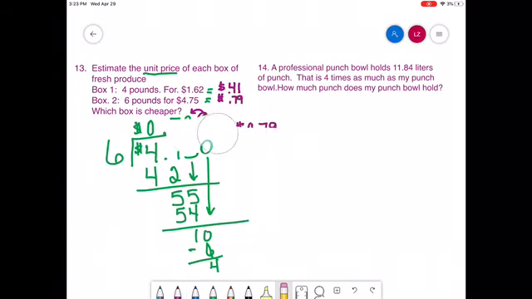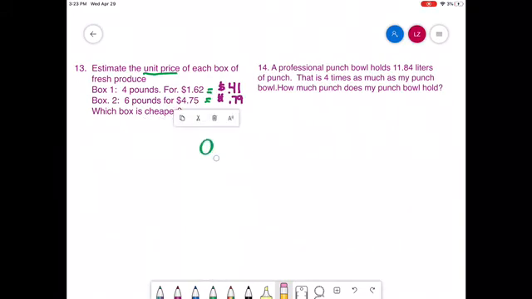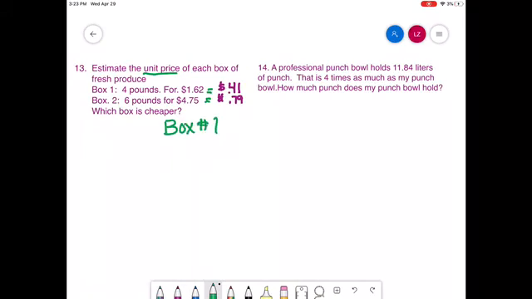All right, so now we can compare because we're comparing unit for unit, or pound for pound. So which box is cheaper? We've got box number 1 is 41 cents per pound. Box number 2 is 79 cents per pound. So if we want to buy the cheaper box, we are going to buy box number 1, okay? Good job. Let's move on to number 14.